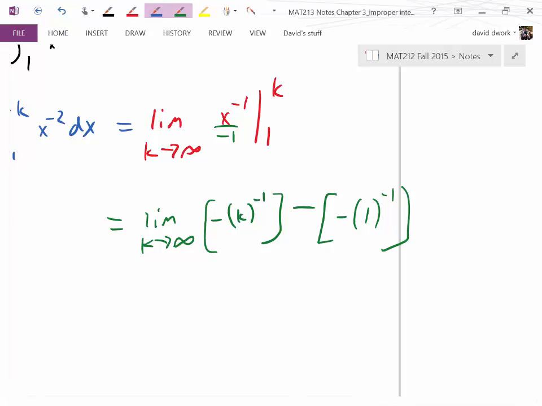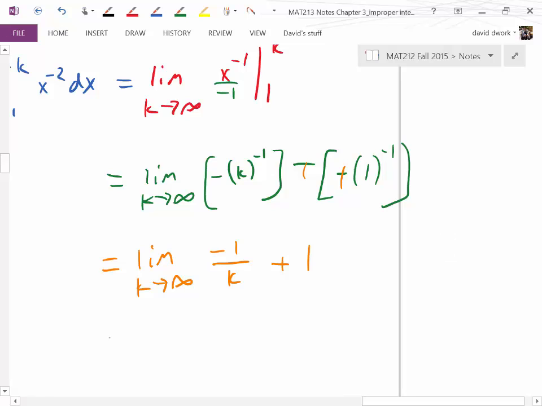Okay, so here we go. Now we're almost done. If you want to, we'll do one more rewrite. This is the limit as k approaches infinity of negative 1 over k minus, well, plus, because a negative and negative make a positive, plus 1.